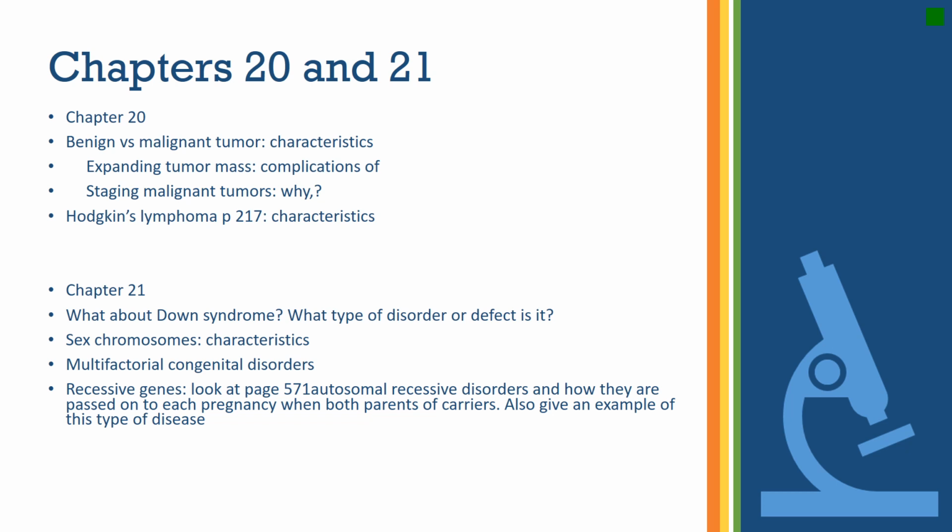And then go on to Hodgkin's lymphoma, page 217. What are the characteristics of that? Then let's go to chapter 21. Down syndrome, what is it? What causes it? Sex chromosomes, what are the characteristics of those? Who's XX, who's XY, how many are there? What is a multifactorial congenital disorder? Explain that and give an example. Recessive genes, look at page 571, autosomal recessive. How are they passed on to each pregnancy when both parents are carriers? Give an example of the type of disease that is spread in this way.